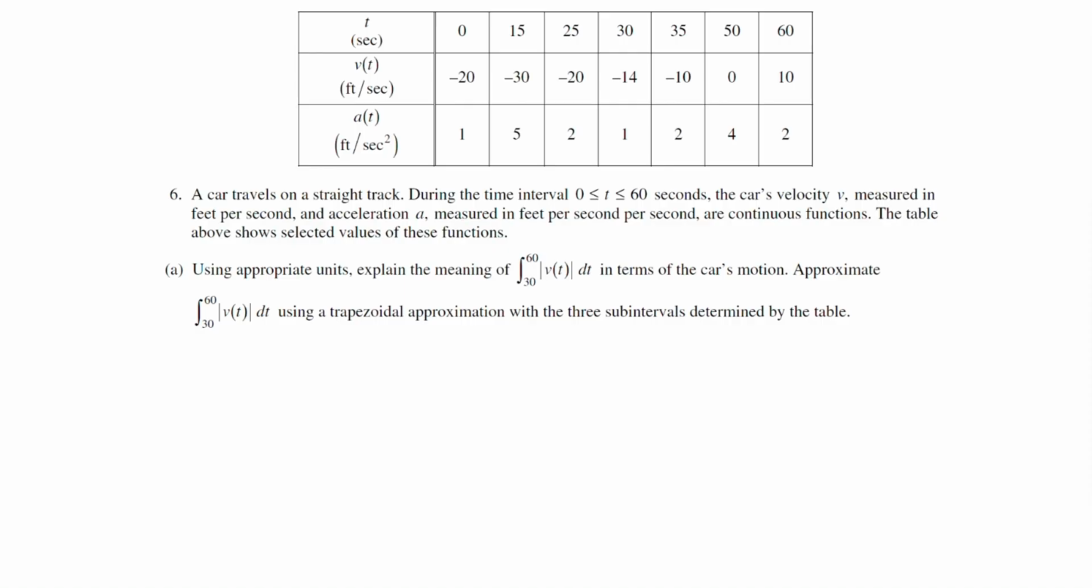All right, this is question number 6 from the 2006 Form B AP Calculus AB exam. It's a motion FRQ here. We're given a chart of t values from 0 to 60, and we're also given the velocity and the acceleration at those selected points of a car traveling on a straight track. We're talking about feet per second and feet per second squared as our units for velocity and acceleration, respectively.